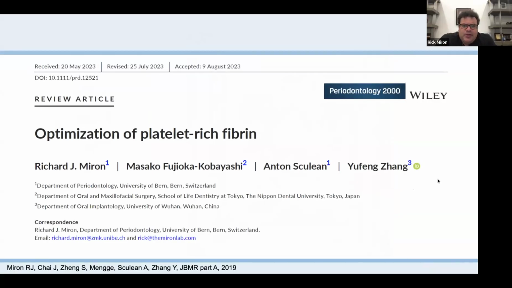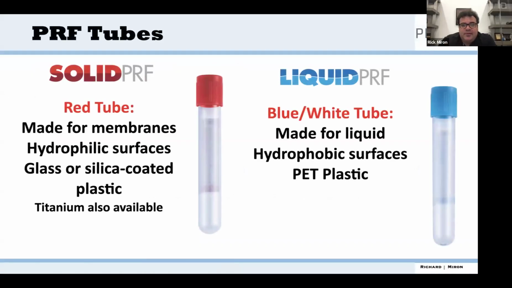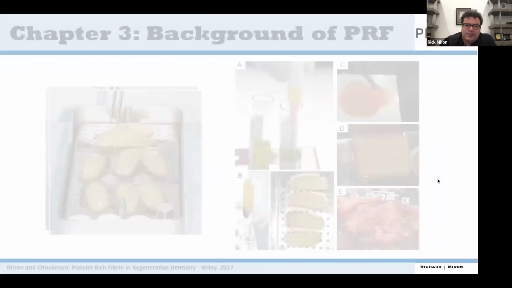So my team has really been well known for the optimization of platelet-rich fibrin. We teach full courses on how we do this and how we optimize it. Very simply, there are different types of tubes. We all know this. There's a solid PRF tube meant to make membranes that we use in dentistry. They're hydrophilic, typically made out of glass. And we also have liquid tubes meant to make a liquid. These are blue cap tubes, typically made out of plastic, and they have very hydrophobic surfaces.